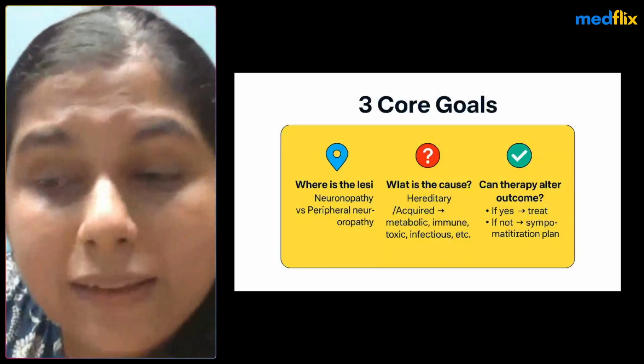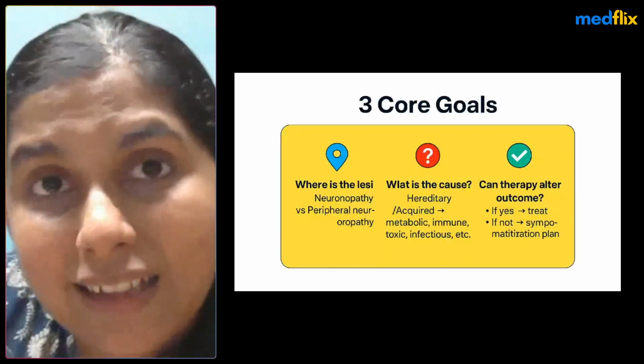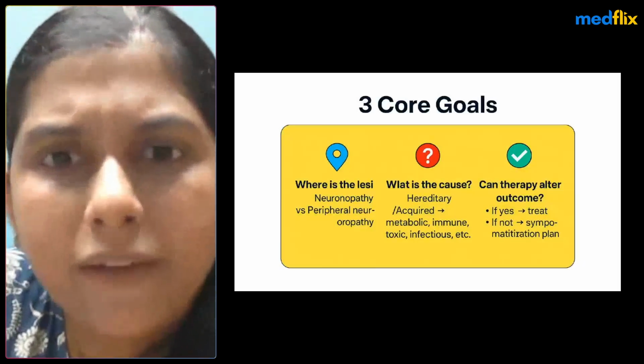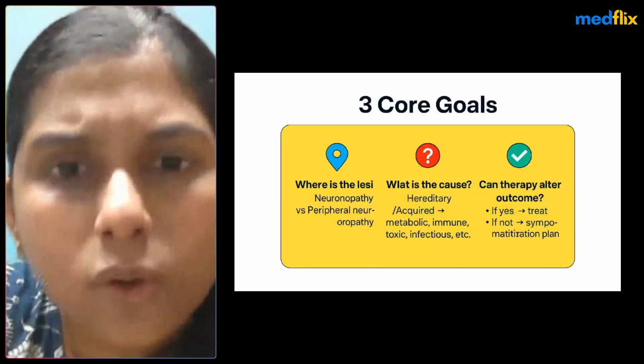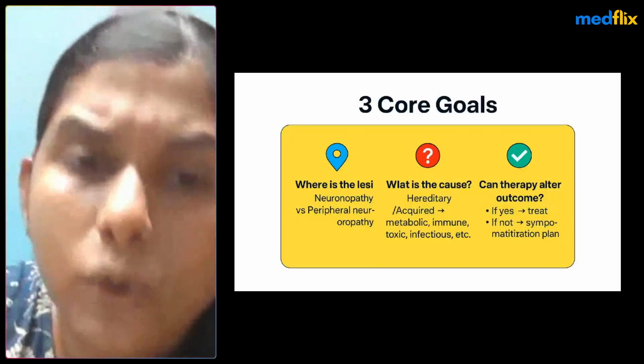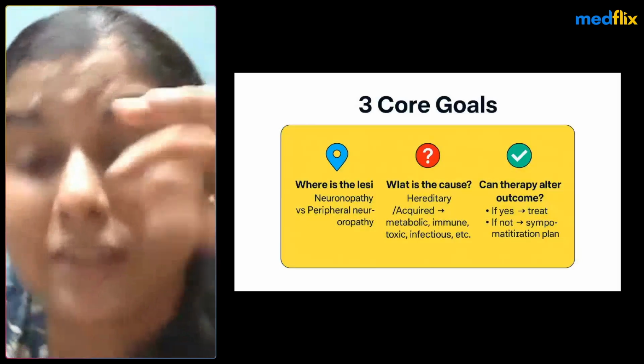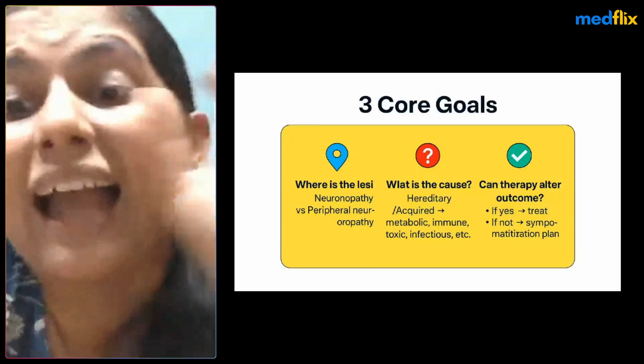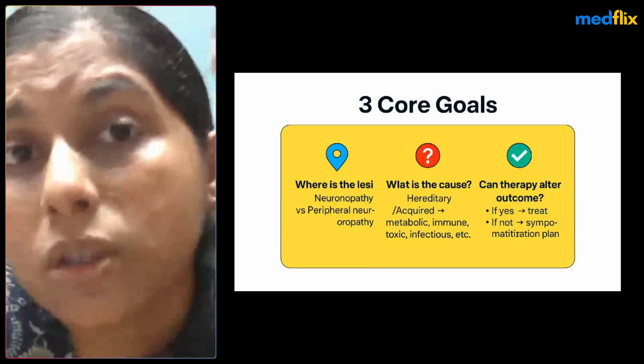So there is this 3-6-9 approach that makes things a little easier when followed in peripheral neuropathy. So the three core goals are: what is the lesion? Is it a neuronopathy? Is it a peripheral neuropathy? What is the cause? Is it hereditary? Is it acquired? If acquired, metabolic, immune mediated, what? And can therapy alter outcome?